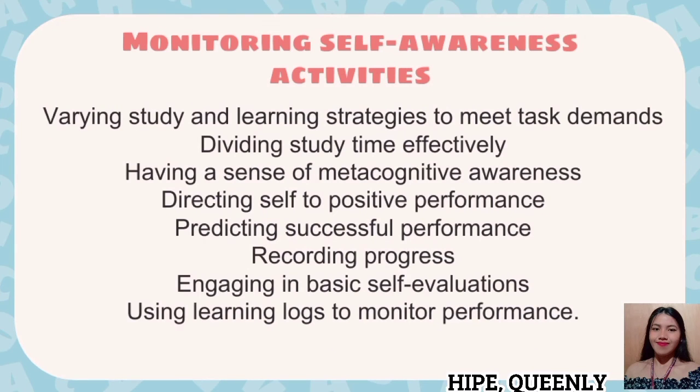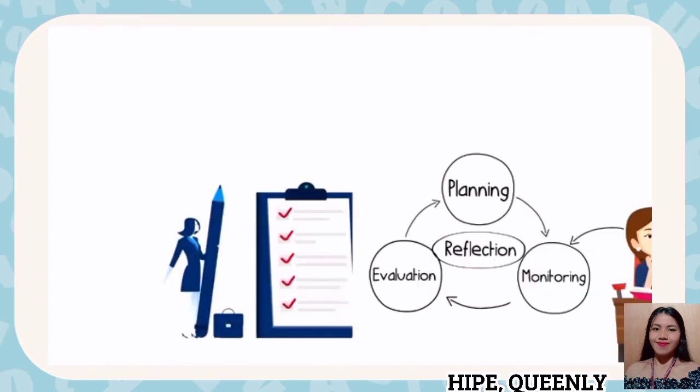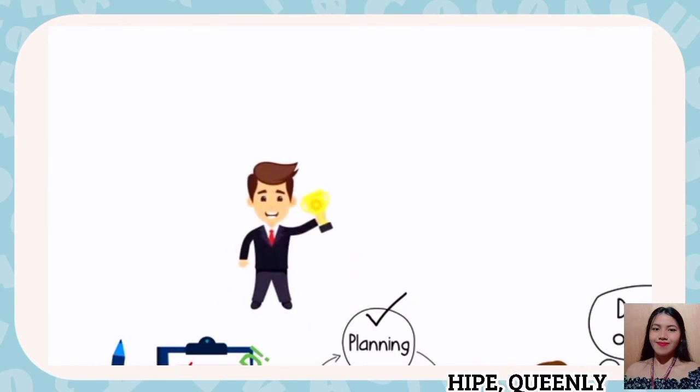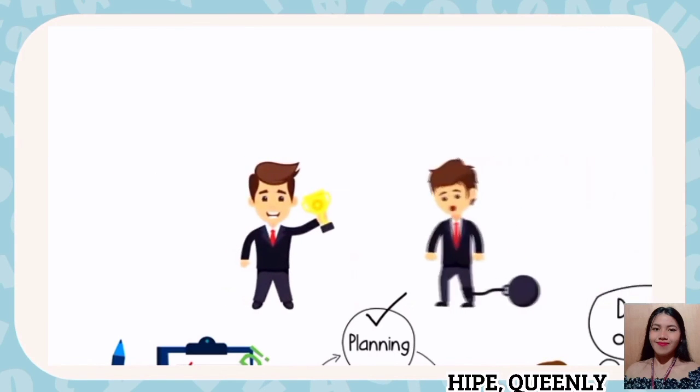For monitoring and self-awareness activities: varying study and learning strategies to meet task demands, dividing study time effectively, having a sense of metacognitive awareness, directing self to positive performance, predicting successful performance, recording progress, engaging in basic self-evaluations, and using learning logs to monitor performance. Remember that metacognition has been linked to improved learning outcomes. It makes sense that individuals who are strategic in their learning are more successful than those who do not reflect on the learning process.